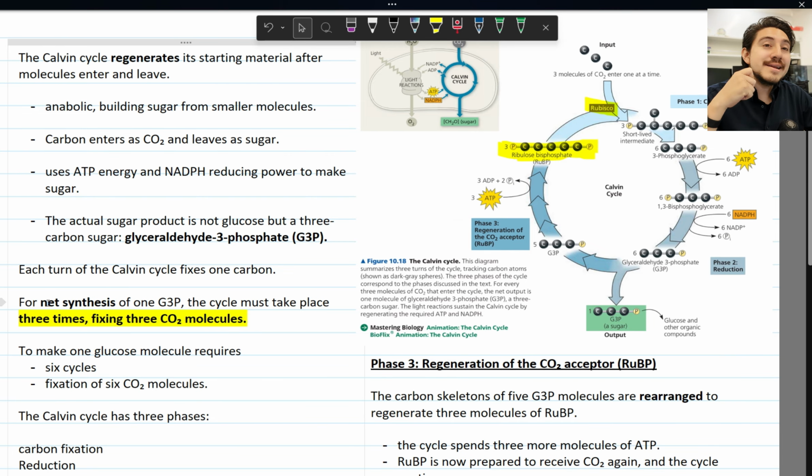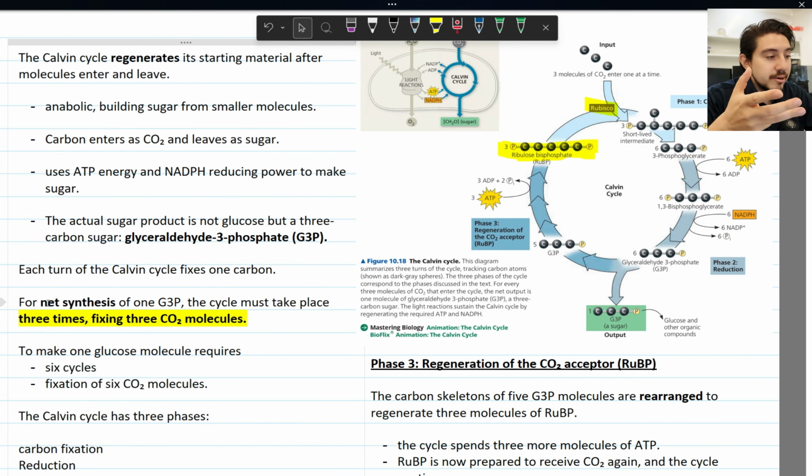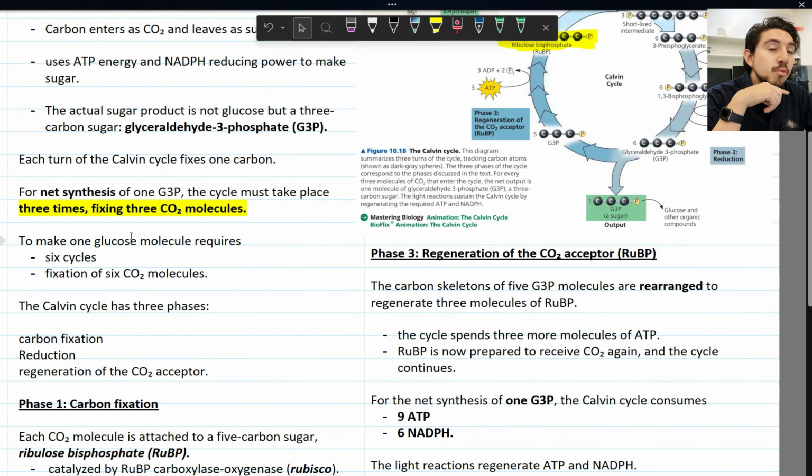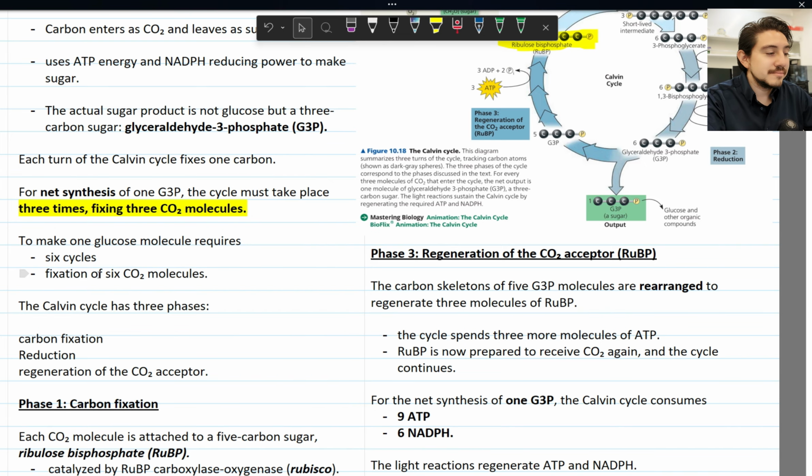So for a net synthesis of a 3-carbon sugar, like this G3P, the cycle needs to go 3 times. The cycle needs to occur 3 times, so it will fix 3 molecules of carbon dioxide. To make 1 glucose molecule, you would require the cycle to occur 6 times, so you can fix the 6 carbons of 6 carbon dioxide molecules.